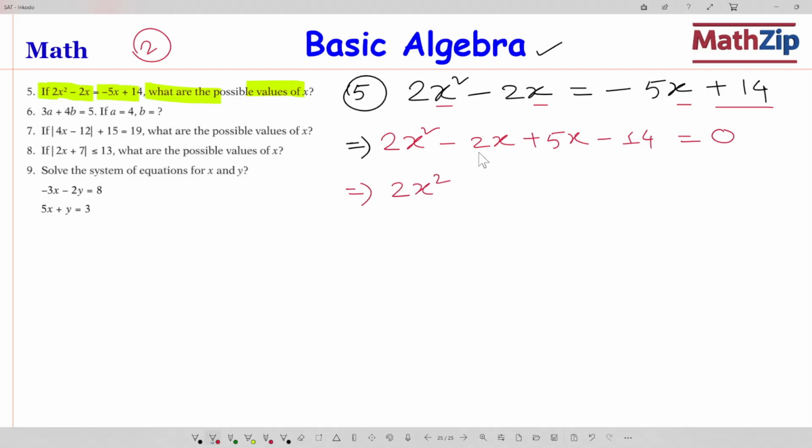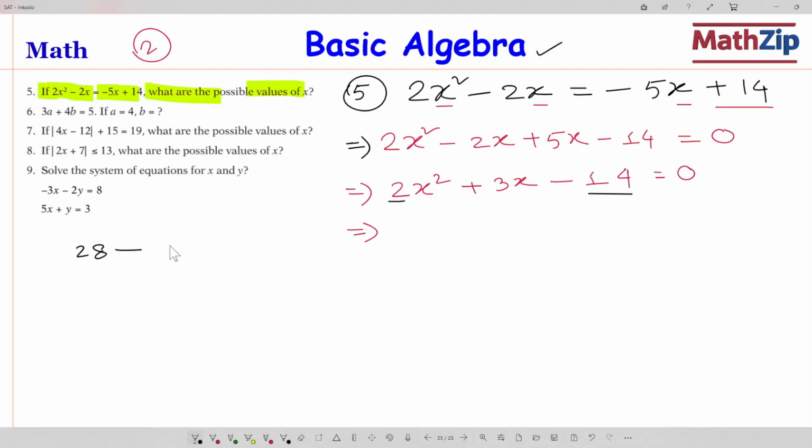2x² − 2x + 5x will be +3x, so 2x² + 3x − 14 = 0, right? First, our target is to find the value of x. Here is 2, here is 14. If we multiply, it becomes 28. We need two numbers that multiply to 28 and add to +3.